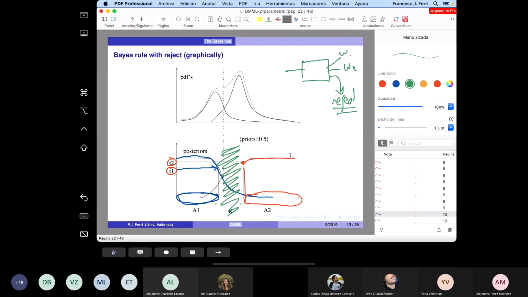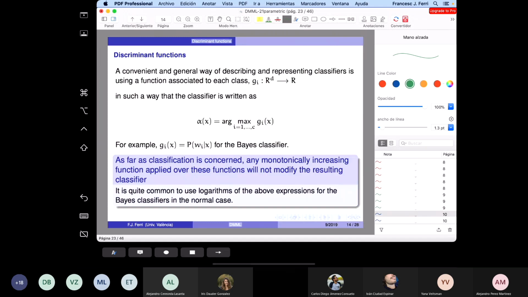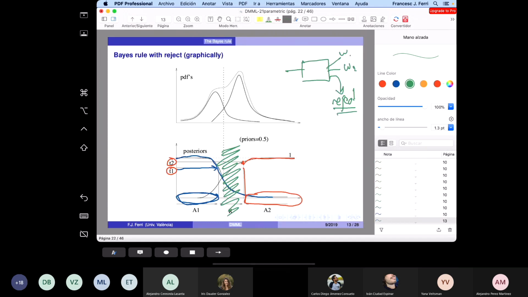This can be very convenient in some particular practical problems, and this is just a slight modification of the previous classifier. Okay? Any questions?